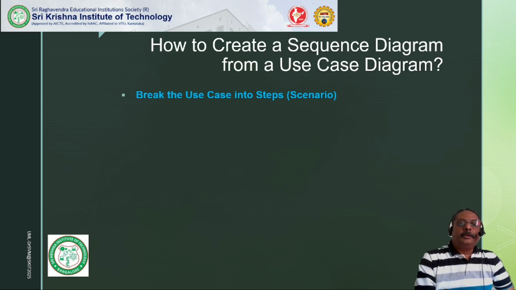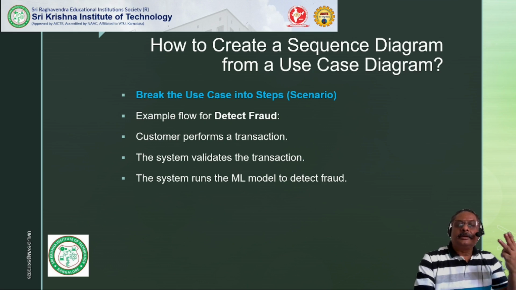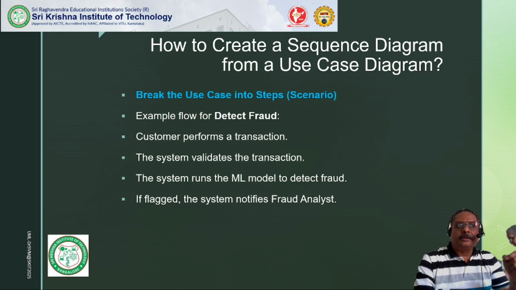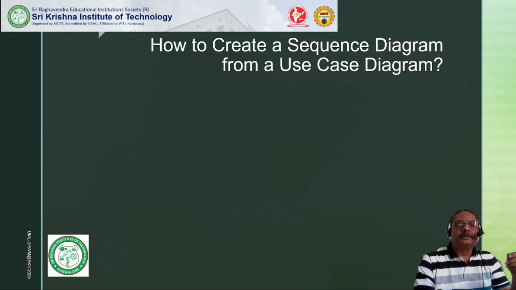Then the use case is broken into steps, the scenario. So for example, the flow for detect fraud: the customer performs a transaction, then the system validates the transaction, then the system runs the machine learning model to detect the fraud. If flagged, the system will notify the fraud analyst that there is some fraud detected. Please check it and confirm whether the fraud the system detected is a real one or not. Then the fraud analyst reviews and confirms or rejects the fraud, and the system sends the result to the customer.